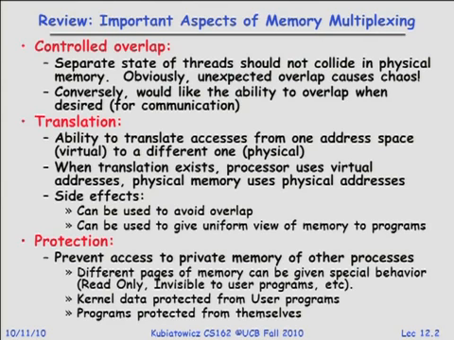Another was this notion of translation, which is pretty useful as a way of basically allowing different processes to not have to know where they are in physical memory. By translating, we basically hide that level of detail from them, giving us much more of a virtual machine view of the world. And then finally, protection has two aspects to it.